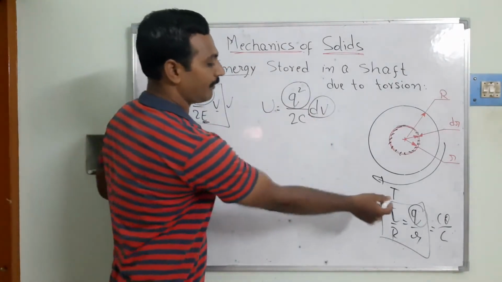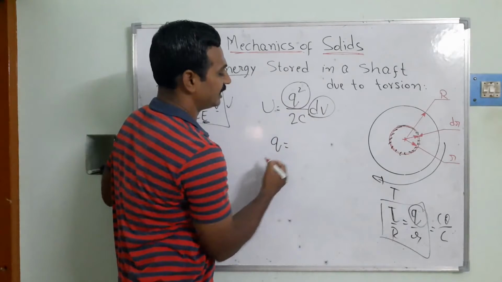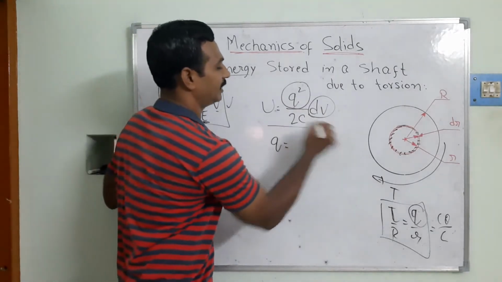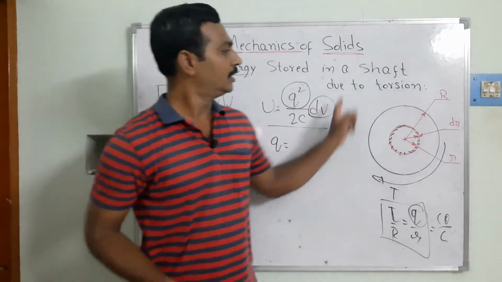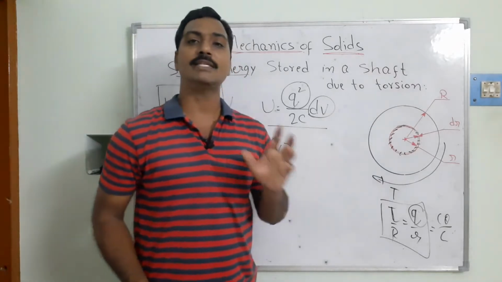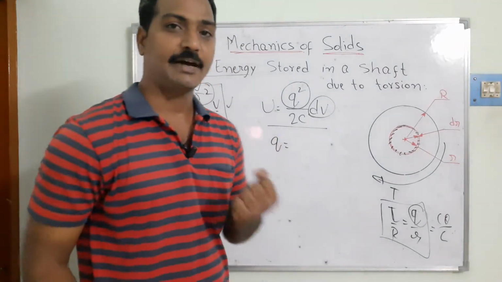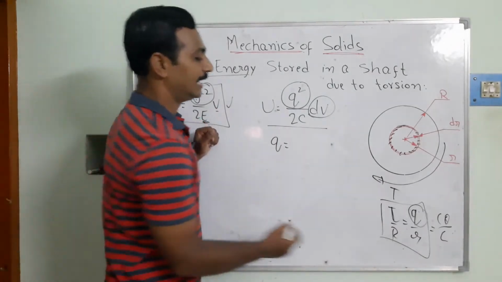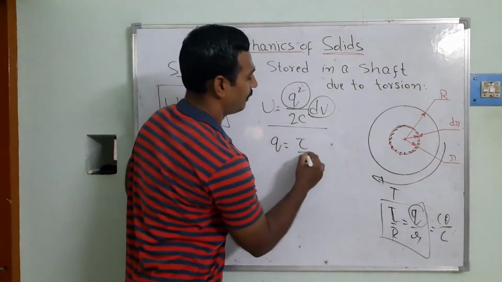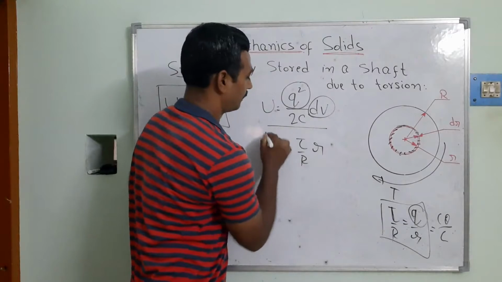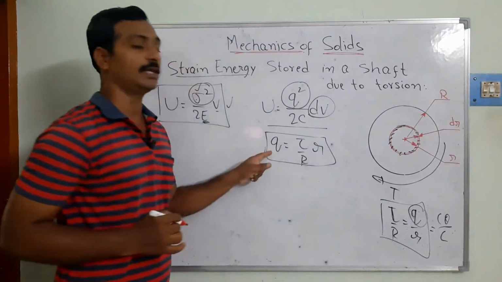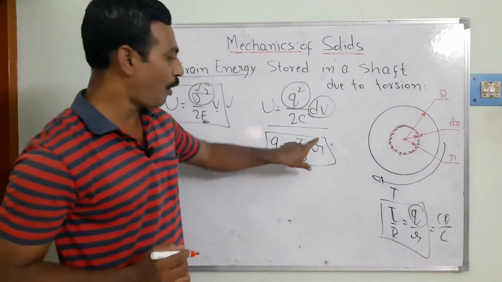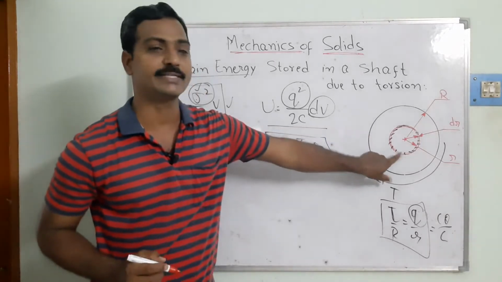I am going to write q in terms of tau by r into small r. Suppose this is for the elemental strip. I want to find out how much strain energy the total shaft absorbs and retains in the process. So q is equal to tau by r into small r, and this magnitude I got for the shear stress. This is the magnitude that is going to be stored inside the system.